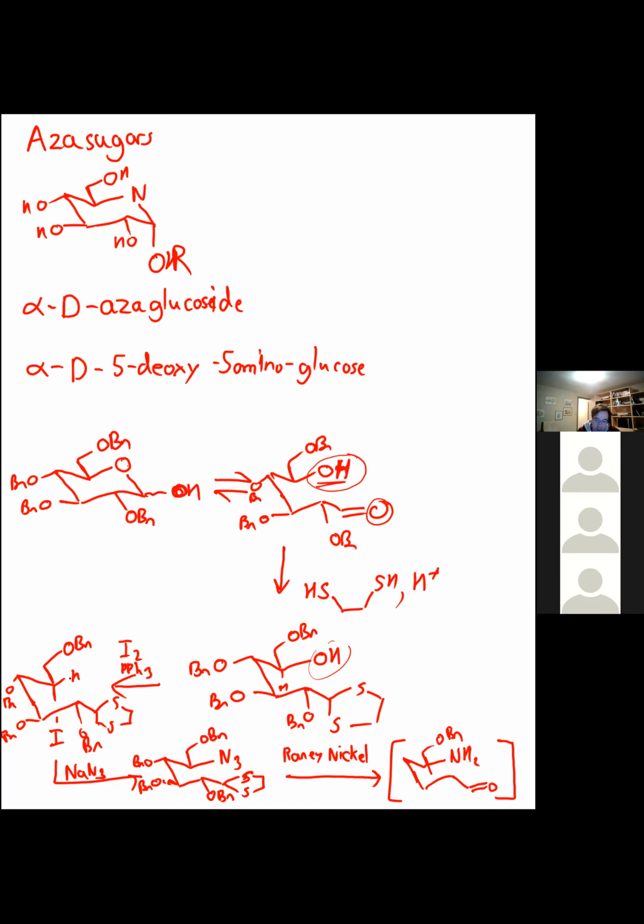So we stick the azide in. We knock everything down. And then we just ring close onto it. And we go up to our azo sugar up there at the top, because it spontaneously ring closes, because six-membered rings like forming six-membered rings. I don't think I really have anything else to say about azo sugars.